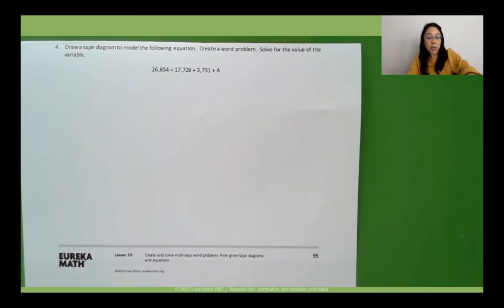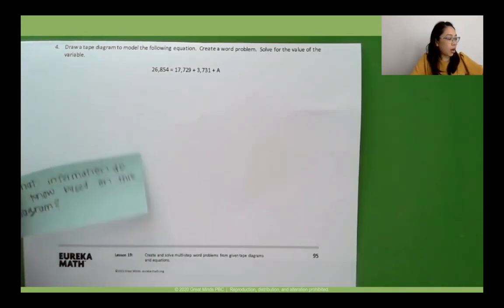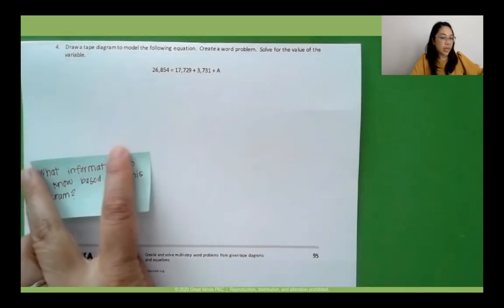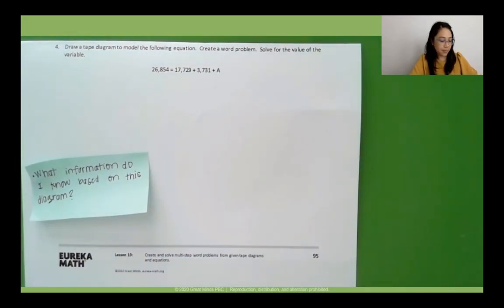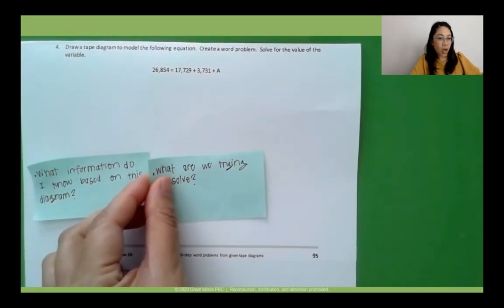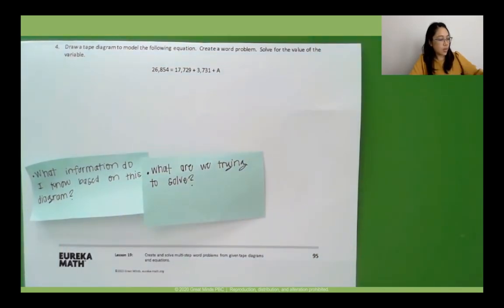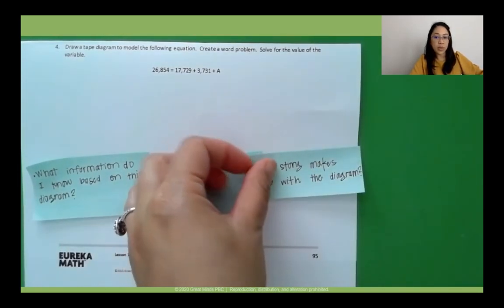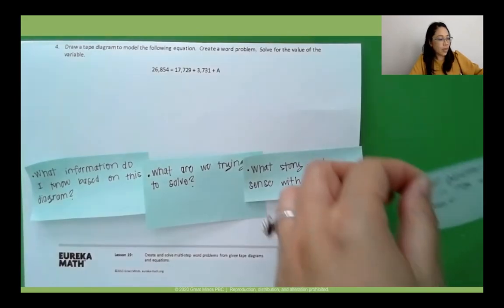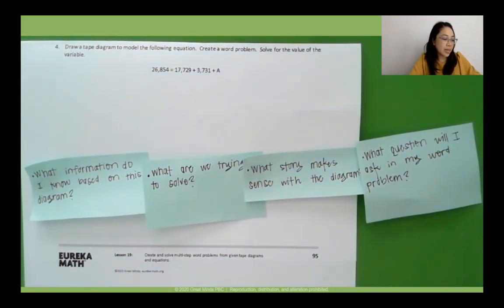As you do so, I want you to keep in mind the 4 questions that we've been using to help guide our thinking when creating that word problem. Again, those questions are, what information do I know based on this diagram? What are we trying to solve? What story makes sense with the diagram? And finally, what question will I ask in my word problem? We'll compare our tape diagrams and our word problems when you get back.